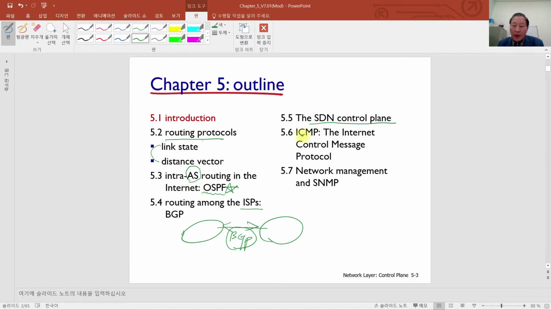And the next one is ICMP, the traditional Internet Control Message Protocol. We learn this. For IP version 6, as introduced already in the previous chapter, that is ICMPv6. But here we learn about ICMP for IP version 4. We'll learn about this. And network management and the Simple Network Management Protocol. We'll learn this one.